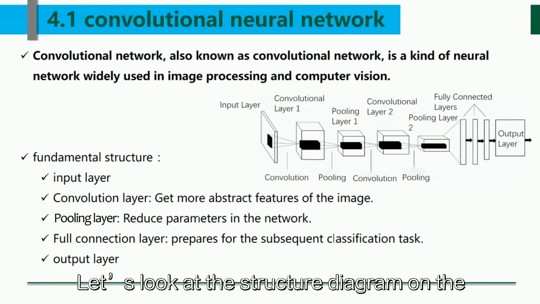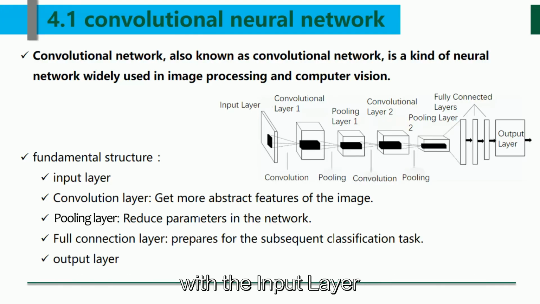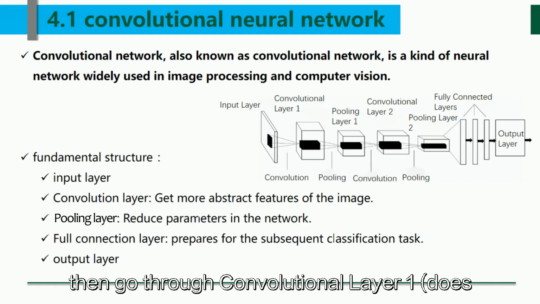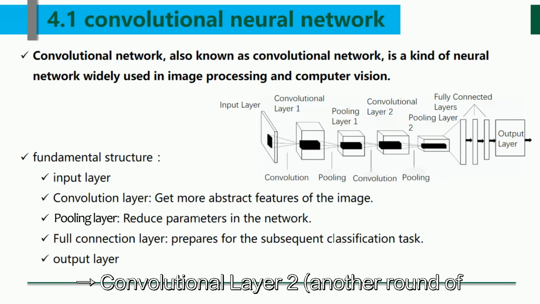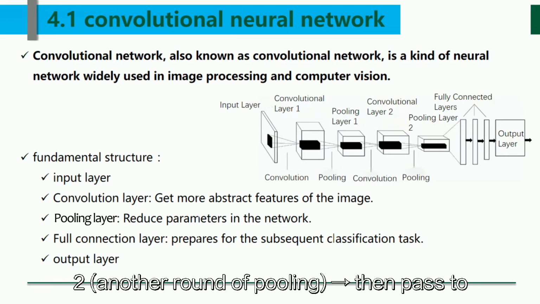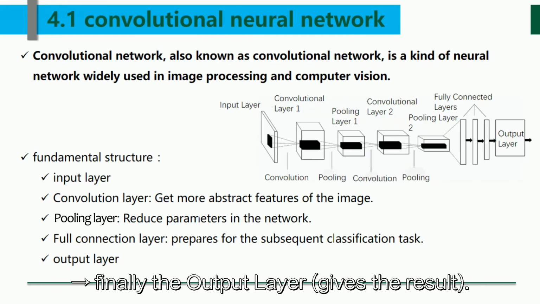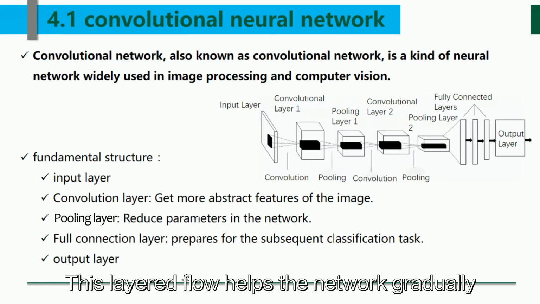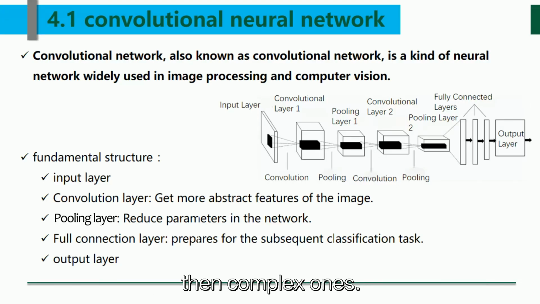Let's look at the structure diagram on the slide. It shows the typical flow of a CNN. Start with the input layer, then go through convolutional layer 1, which does convolution, pooling layer 1, which does pooling, convolutional layer 2, another round of convolution for more features, pooling layer 2, another round of pooling, then pass to fully connected layers, preparing for classification. Finally, the output layer gives the result. This layered flow helps the network gradually learn more complex features from the image, simple features first, then complex ones.